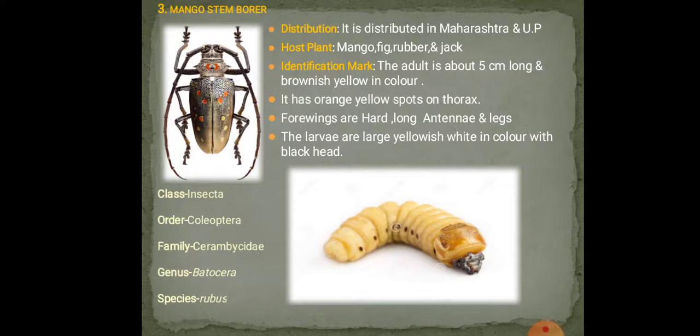In this diagram we see the larvae. The head of the larva is blackish in color and the body is yellowish white in color.